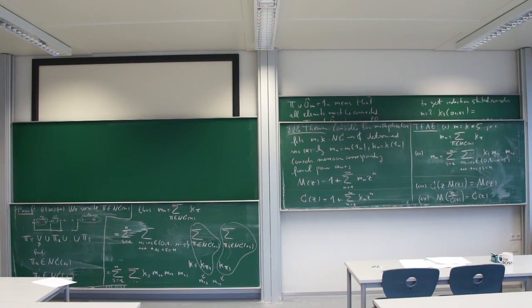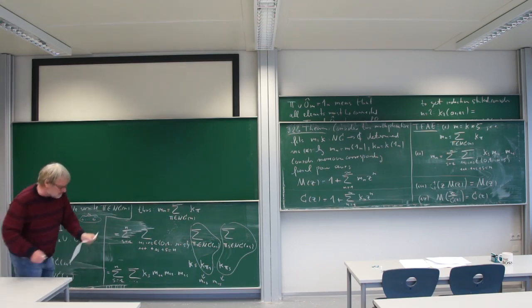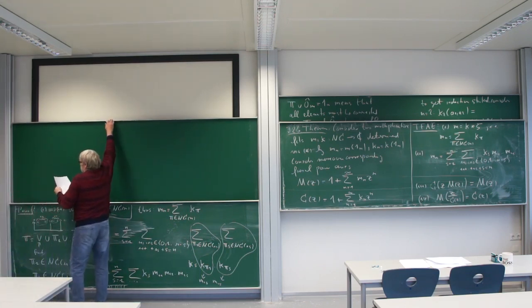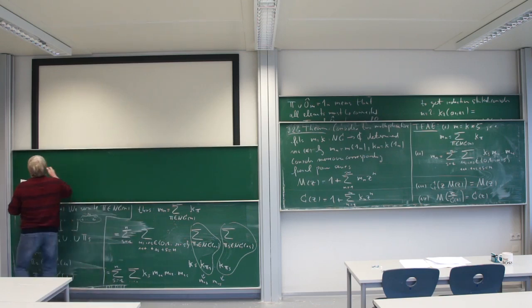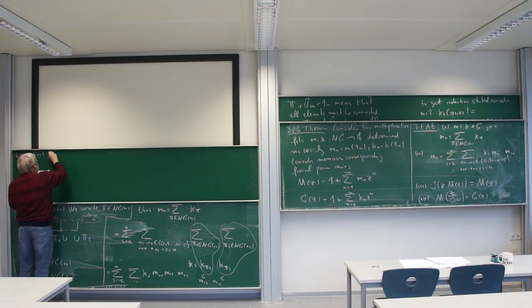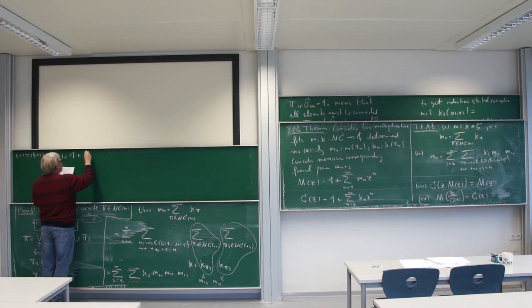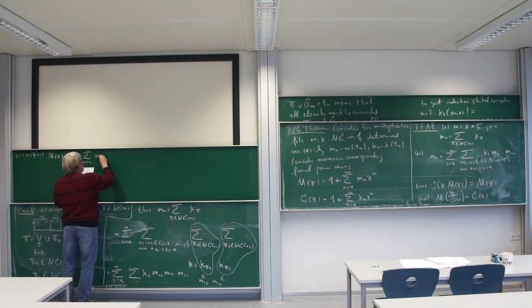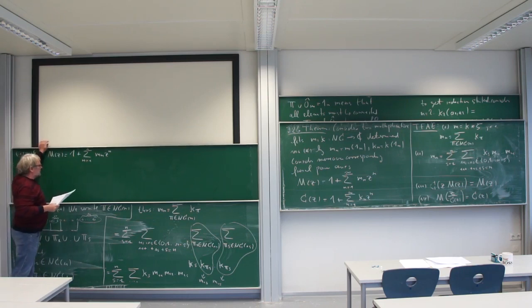So I'm starting with the power series for M. This is the step from 2 to 3. So I'm starting with M of Z. This is just by definition my power series. It's a sum over n from 1 to infinity, I have here an m_n, and I multiply by z to the n.